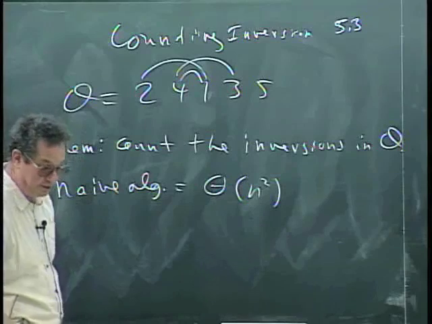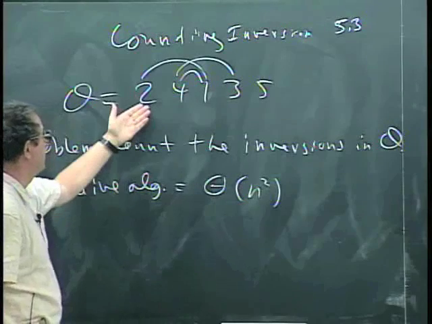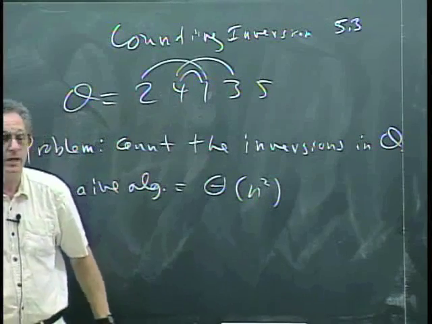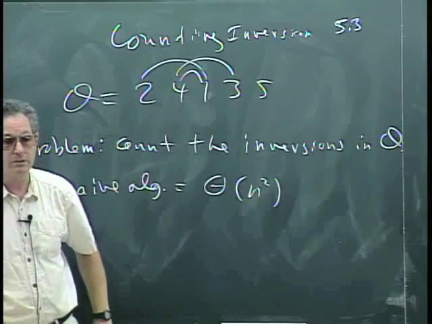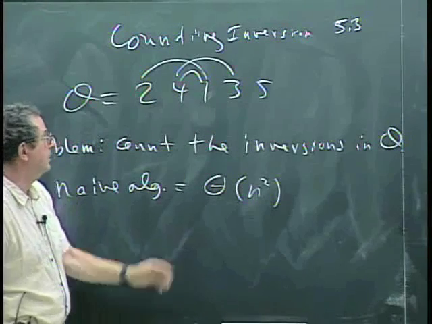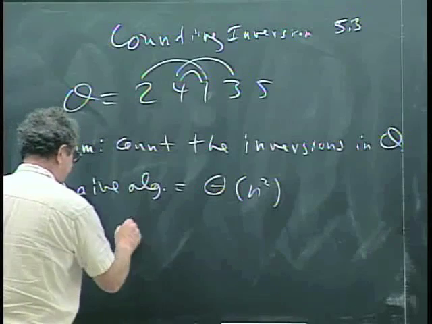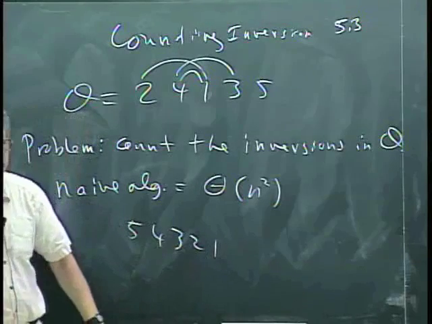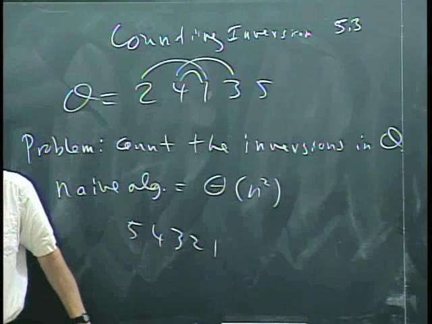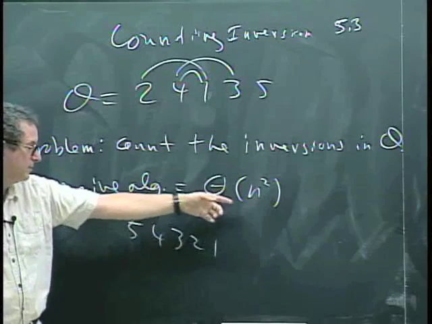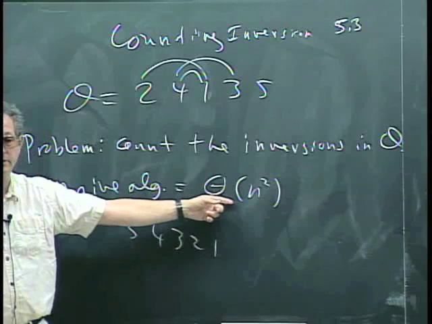And I left you last time with the following question. We observed that, in fact, you can have lists that have theta of n squared inversions in them. Just taking, for example, 5, 4, 3, 2, 1. Every pair is out of order. Okay, so you certainly can have lists where you can have theta of n squared inversions.